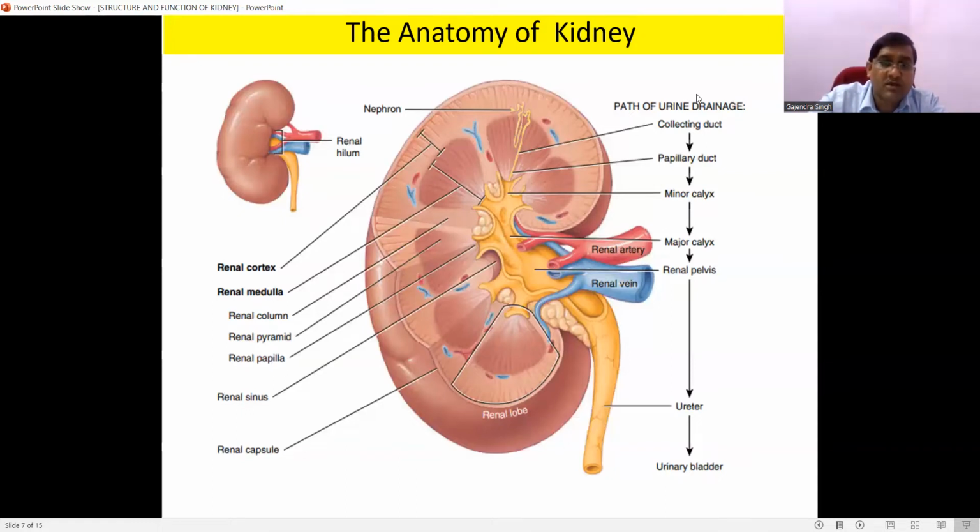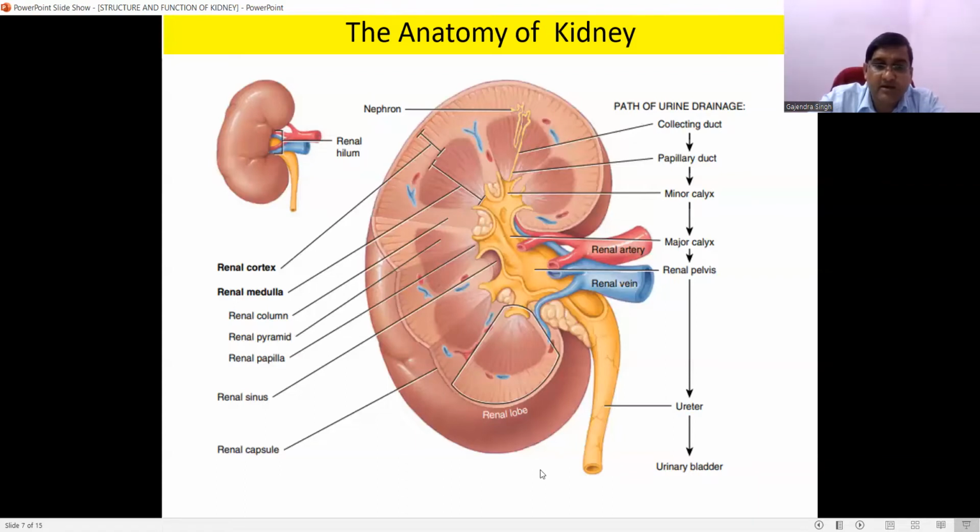Now one more thing, some portion of the renal cortex is present in between the adjacent renal pyramids. So the portions of the renal cortex which extend between the renal pyramids are known as renal columns. You can see the labeling here, renal column. So this is the renal column. It can be simply understood as the extension of the renal cortex in the medulla.